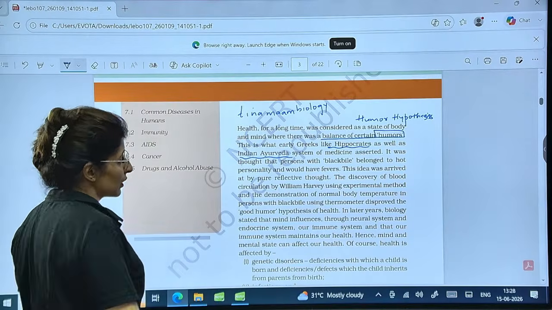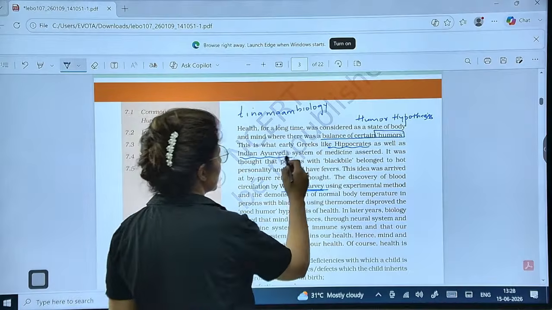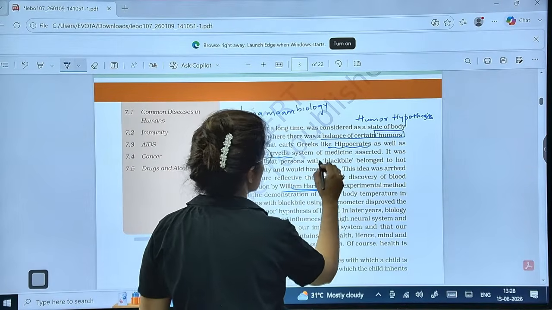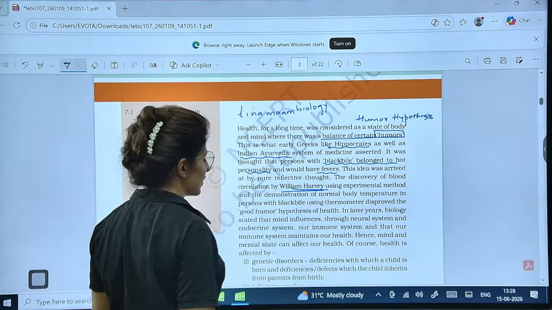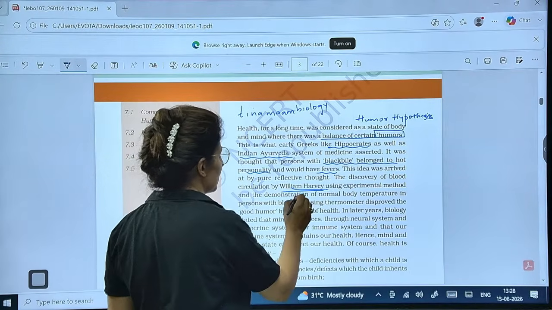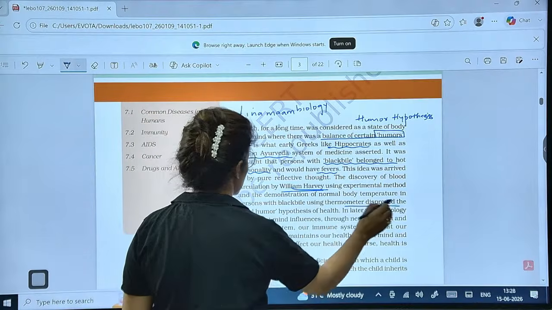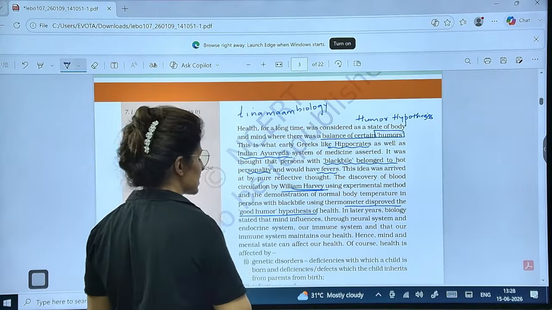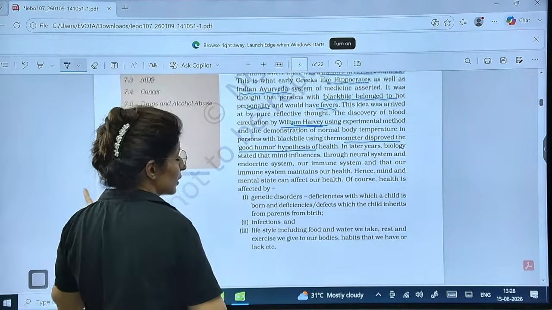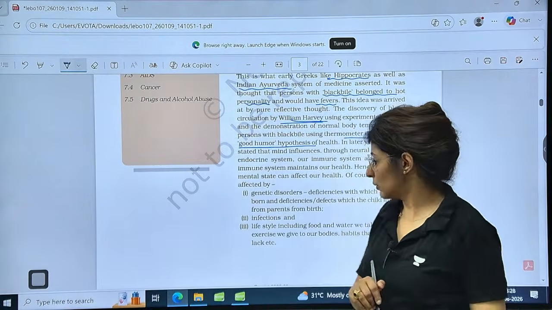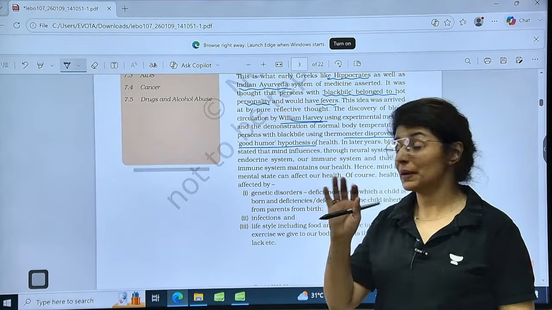But later on, William Harvey discarded it. Hippocrates and Ayurveda believed that a person with black bile belonged to the hot personality and caused fever, right? But later on, William Harvey discarded this theory altogether. He disapproved this humor hypothesis, right? And according to WHO now, what do we believe? That health is a state of complete well-being.